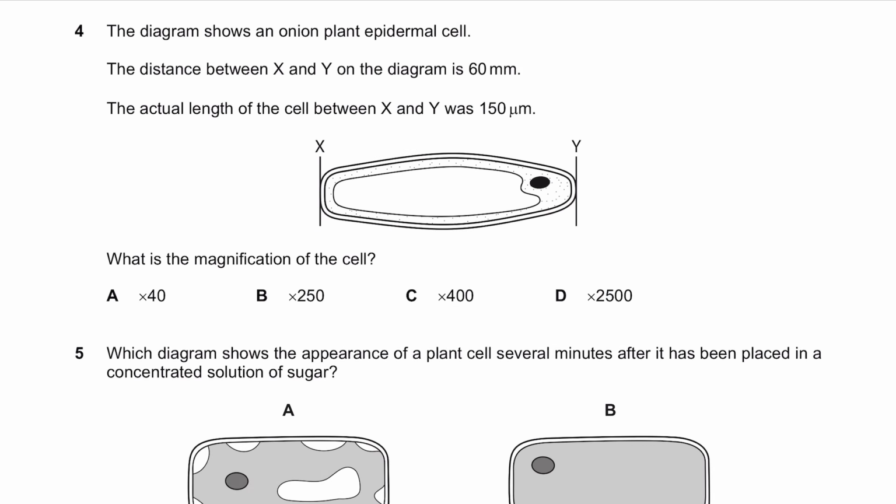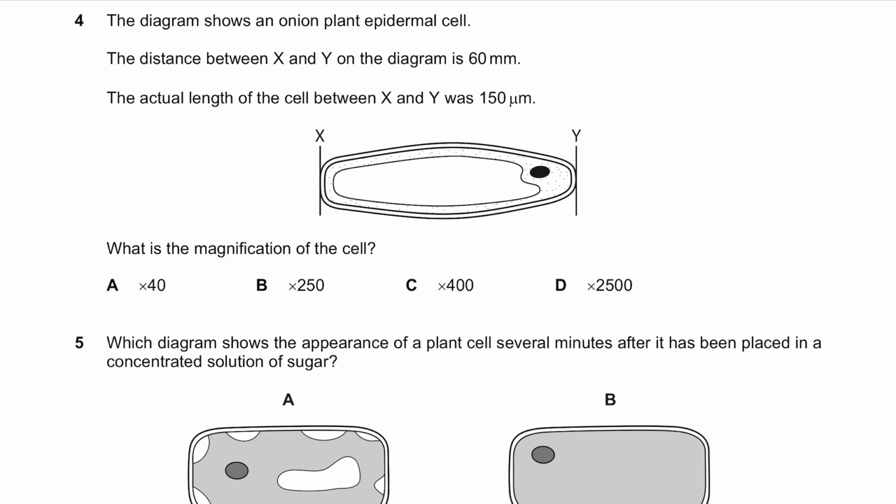Question 4. The diagram shows an onion plant epidermal cell. The distance between X and Y in the diagram is 60 millimeters. The actual length of the cell between X and Y was 150 micrometers. What is the magnification of the cell?